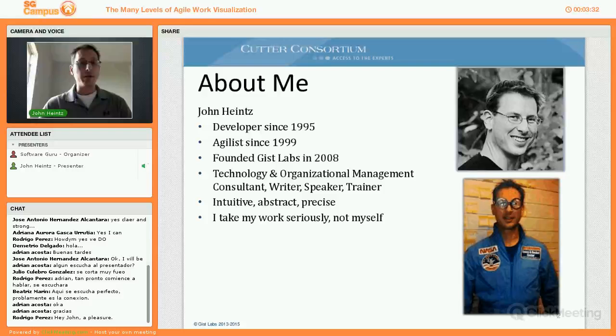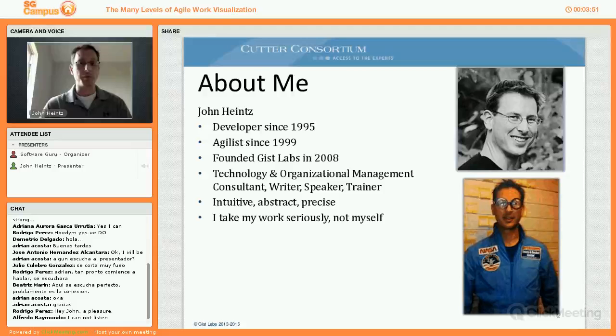I have been a developer for a very long time. I have been practicing Agile for nearly as long, since 1999. And many aspects of the work that I do revolve around the development of software, the practice of Agile, and the organization of teams.